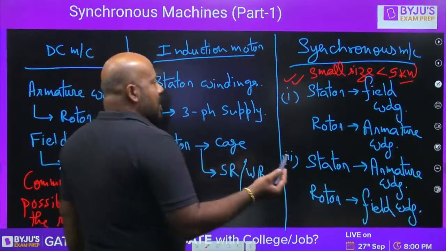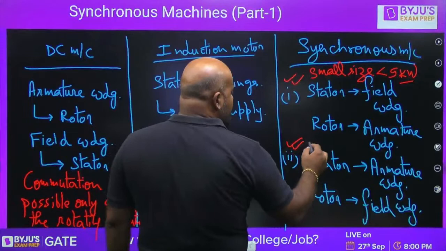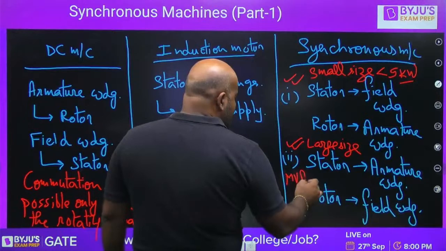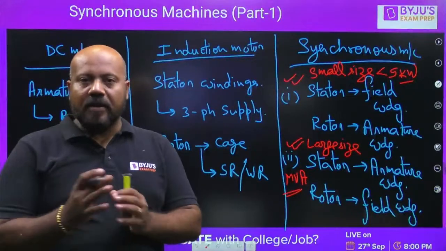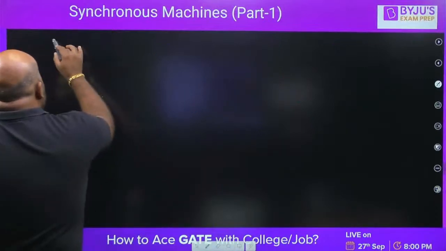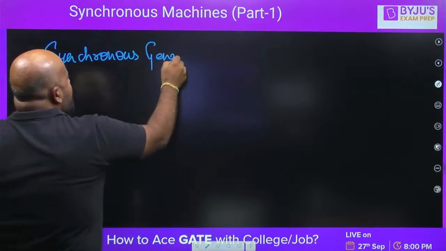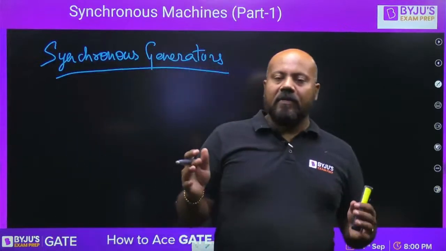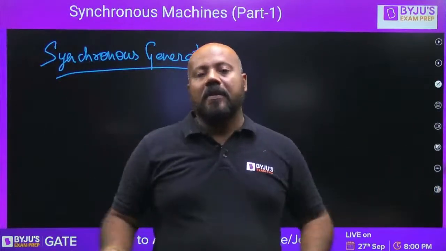So at such a high rating, we go for the second construction, large size, when the rating is in MVA, mega volt ampere. Are you getting this? Now, what is the reason why we go for this construction? Generally, let us understand. If you talk about synchronous generators, armature winding is going to carry huge amount of current. The size of the armature winding is going to be very bulky.